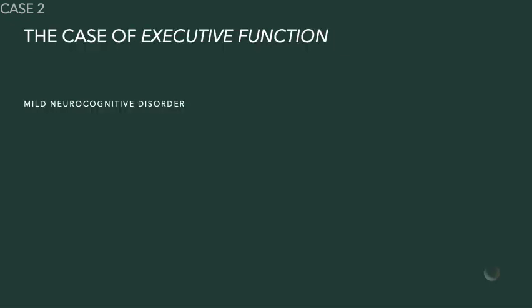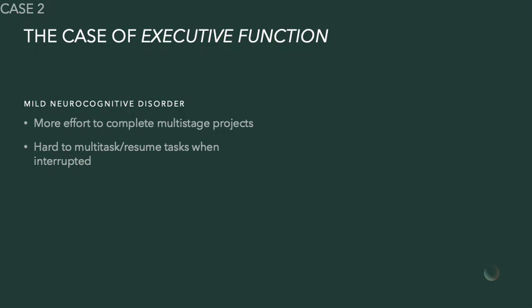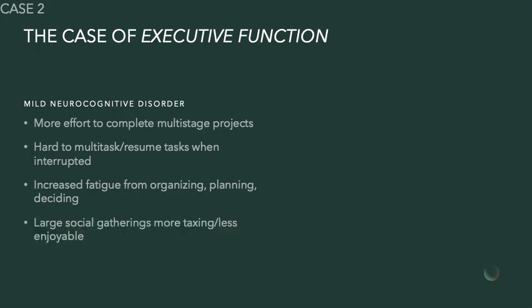An individual with mild neurocognitive disorder who has difficulties with executive function may find that it requires more effort to complete multi-stage projects. They may have noticed increased difficulty multitasking or resuming a task interrupted by other stimuli. They may complain of increased fatigue from extra effort to organize, plan, and decide. And they may report large social gatherings are more taxing and less enjoyable due to having to shift mindsets and follow conversations.